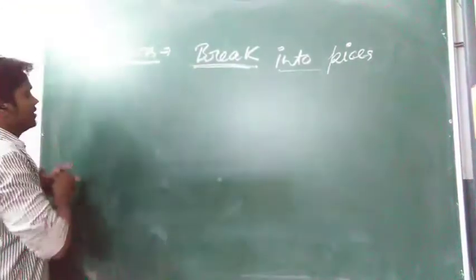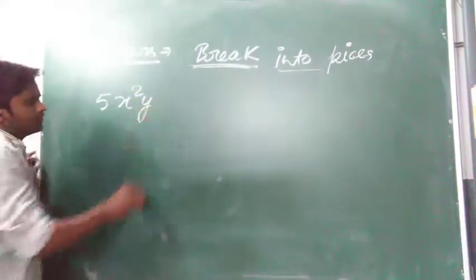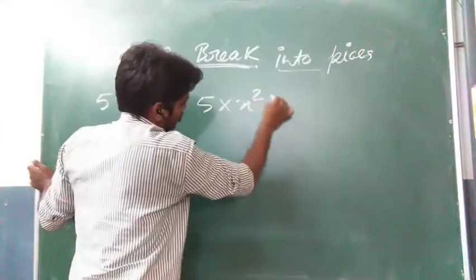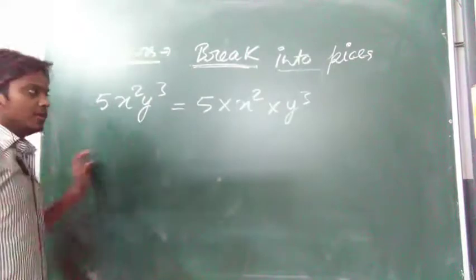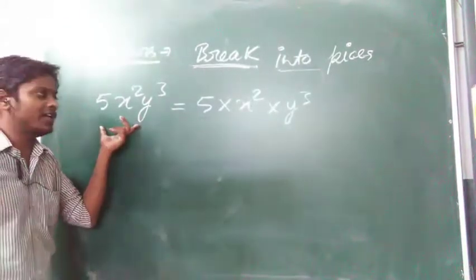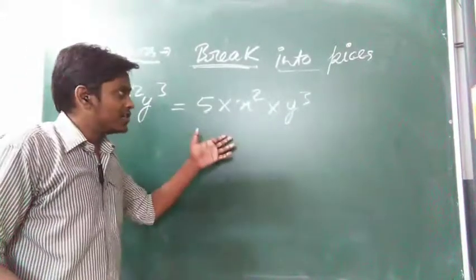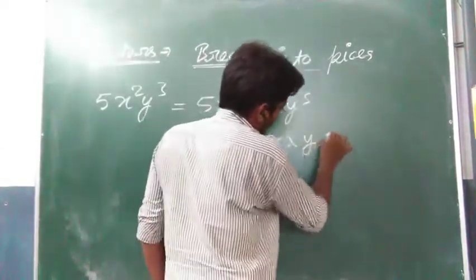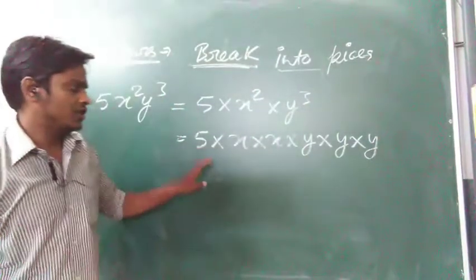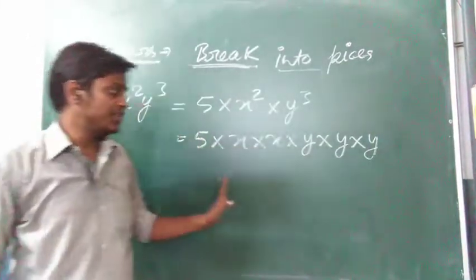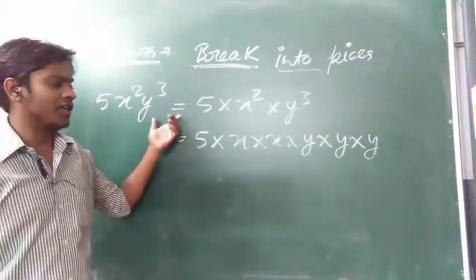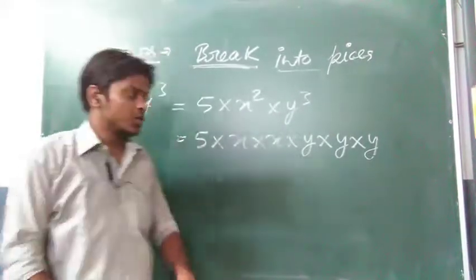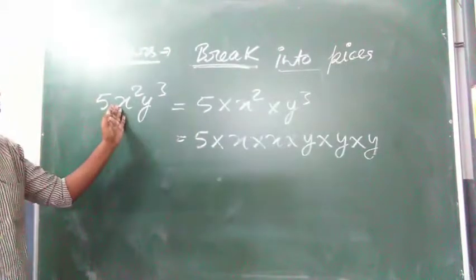Okay. So let's see, if we have 5x square y cube, what are the factors for this one? 5 multiplied by x square multiplied by y cube. So this one is a factor for this 5x square y cube. Now can we break it into more pieces? Yes, we can. 5 into x into x, y into y into y. Now see, 5, x, x, y, y, y. So these are the factors of 5x square y cube. Now can we break it into more pieces? No, we cannot break it into more pieces. So these are the factors of 5x square y cube.